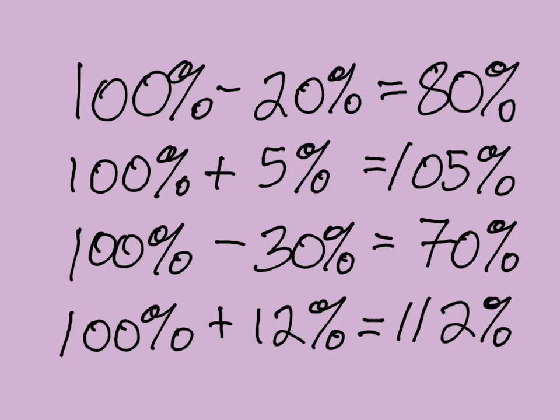So remember, taxes, markups, increases, all those add to it, and discounts and markdowns subtract from it, but we always start with 100%. And then after that, you just use the percent equation. So let's take a look using the percent equation to solve markup and discount problems.